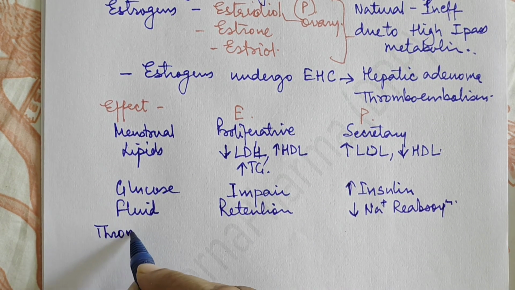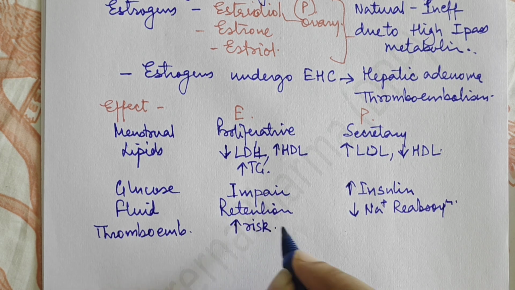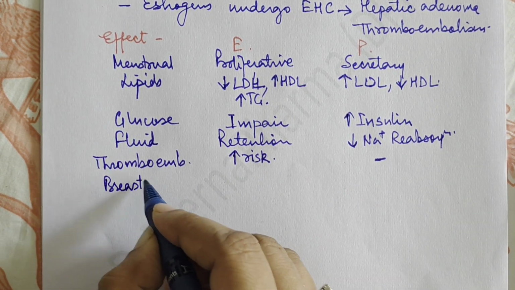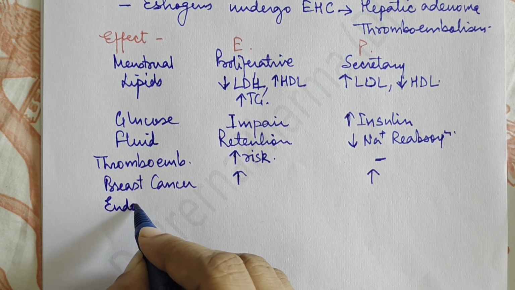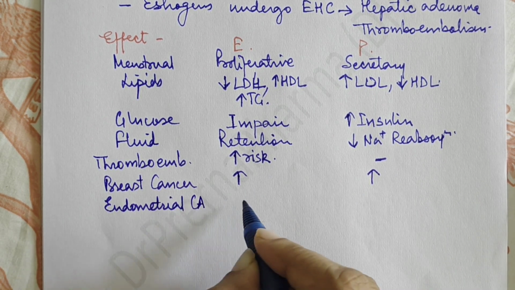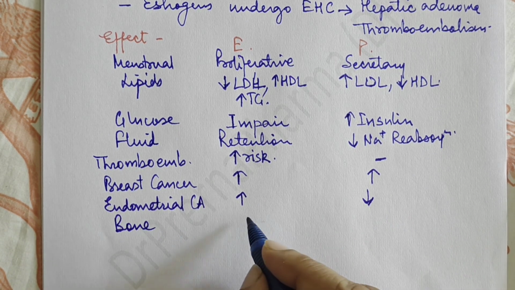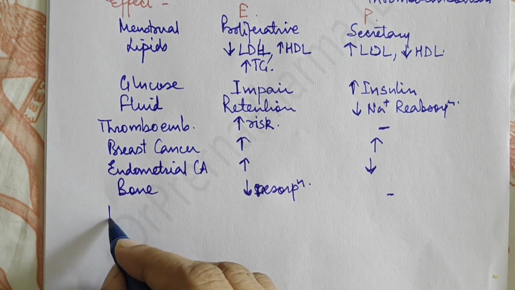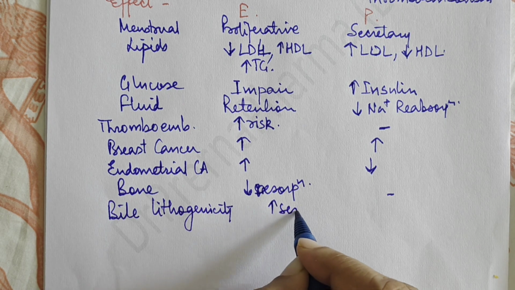Then if we talk about thromboembolism, estrogens increase the risk because they increase the clotting factors. Progesterone does not have any effect on thromboembolism. On various cancers, for breast cancer, both of them have an increased risk. On endometrial cancer, or uterine cancer, estrogens increase but progesterone decreases the risk. On bone, estrogen decreases resorption. Progesterone does not have any effect. On bile lithogenicity, estrogen increases this tendency.